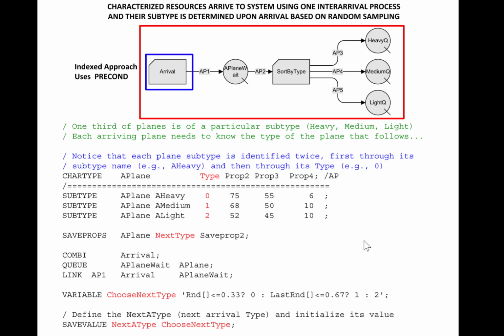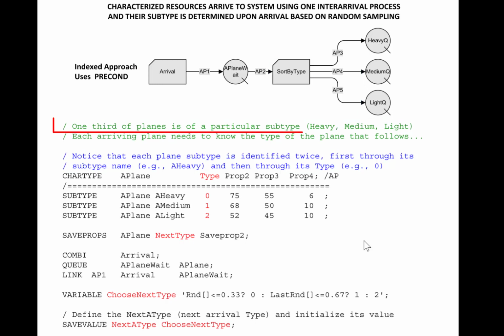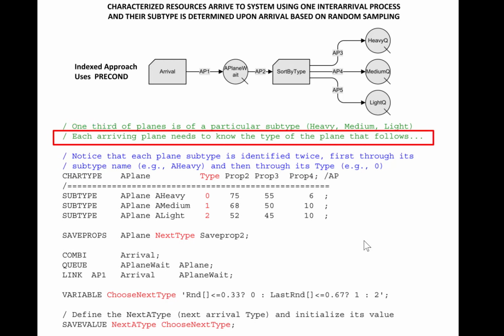Every time an instance of combi arrival ends, we shall generate one plane, which will then be routed to the queue a plane weight. That plane will then be taken by the combi sort by type that will release the plane to one of the succeeding queues. In this example, the probability that a plane is of a particular subtype, heavy, medium, or light, is 1/3. Moreover, we shall assume that each arriving plane needs to know the type of the plane that follows it.